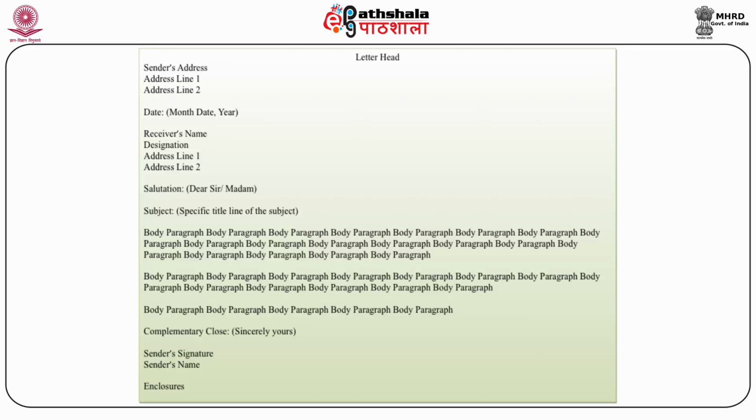Remember, you have to write the date in a particular format. That means you have to write the complete month, then the date, comma, then the complete year. After that, again you have to give spacing. Then you have to write the receiver's name, followed by designation and address lines. Then spacing is given. That is followed by the salutation.